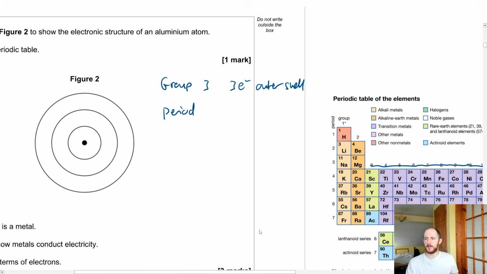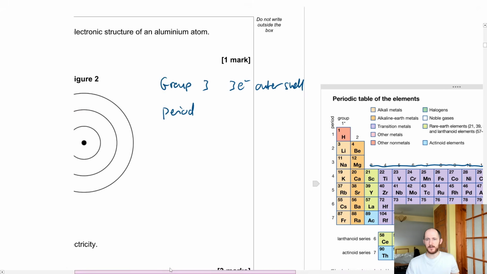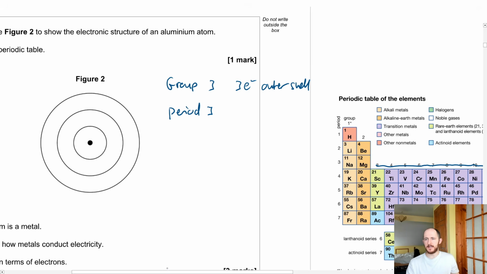Now, the period will tell me how many shells it has. So, in this case, the period is 1, 2, 3. So if you like, it's almost like coordinates in maths. It's 3 across, because there's a 3 here, and it's 3 down. So what does that mean? Period 3 means that it has 3 shells in total. That's all it means. And now you can fill it in.